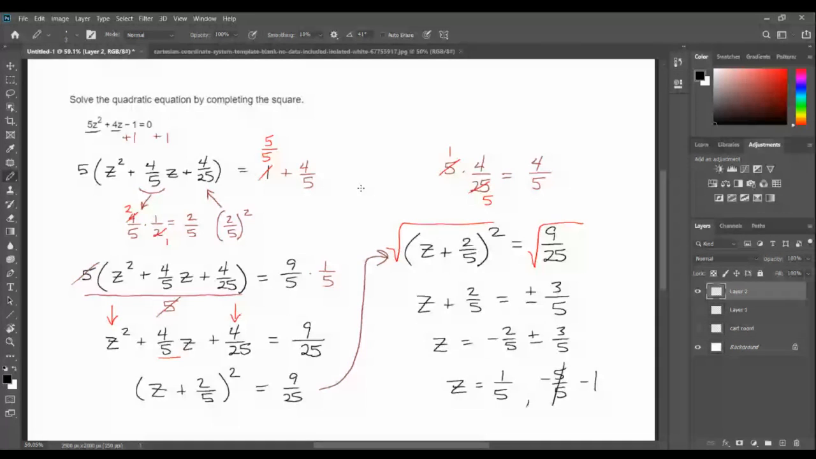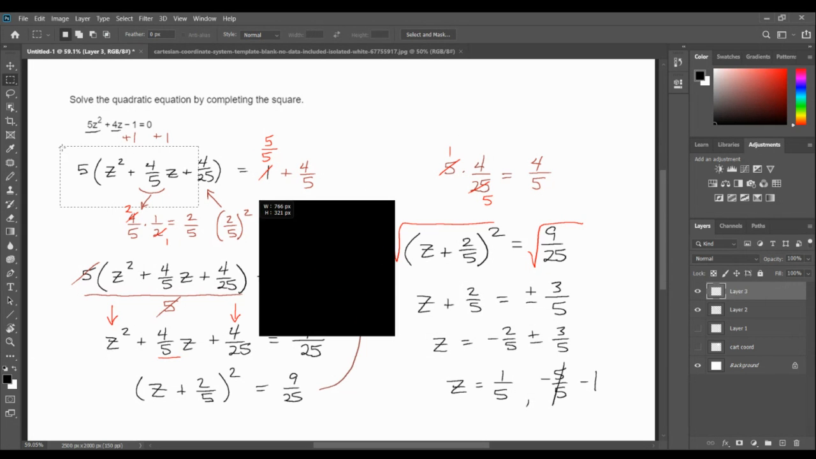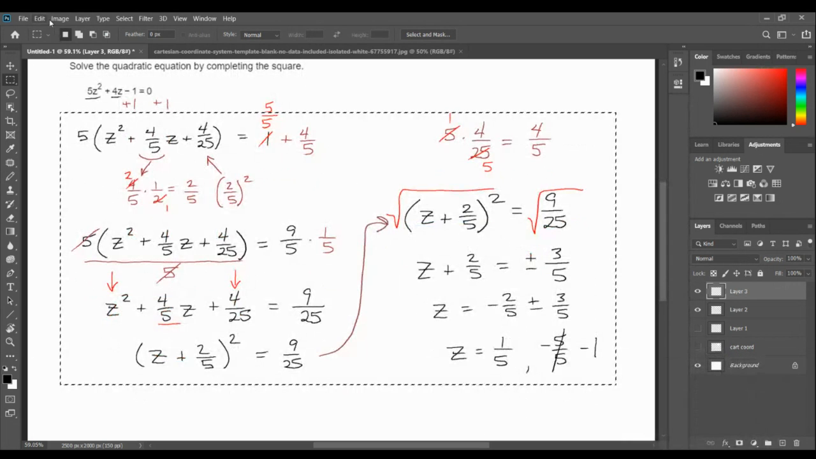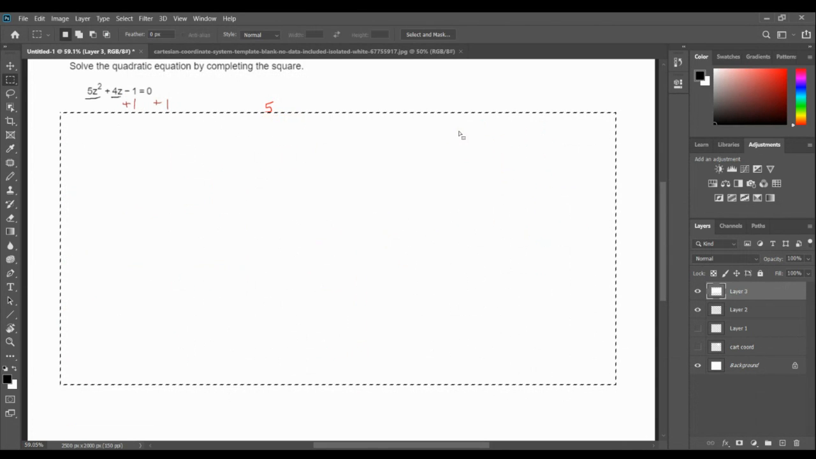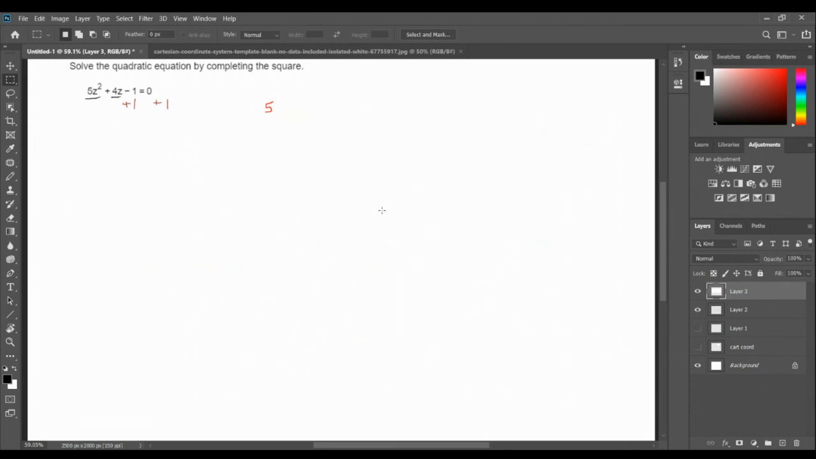That's where I got stuck, was with that leading 5. Yeah. And I couldn't figure out how to do that. We've got another option. Maybe this will be better for you. Let me try something here. Rather than factor that 5 out, what I'm going to do is I'm going to fill this thing with white. Okay. So I can write over the top of it without losing that background stuff.